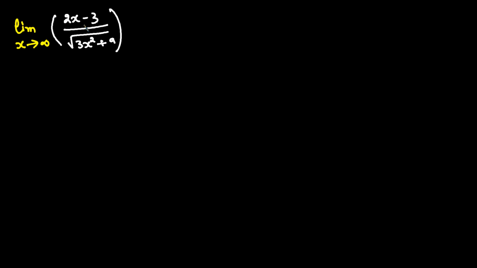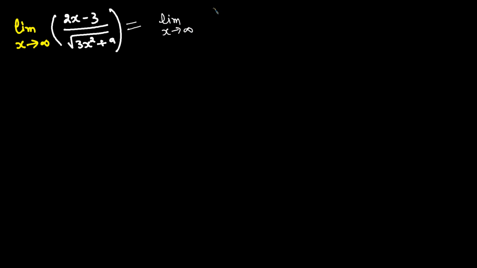So we've got the limit as x approaches infinity of (2x minus 3) over the square root of (3x squared plus 9). As this is already written in rational form, f(x) over g(x), we're going to divide the numerator and denominator by the highest power of x. In this case it is x. Here it looks like x squared, but we have a square root on it, so it's basically x. So we're going to divide the numerator and denominator by x.